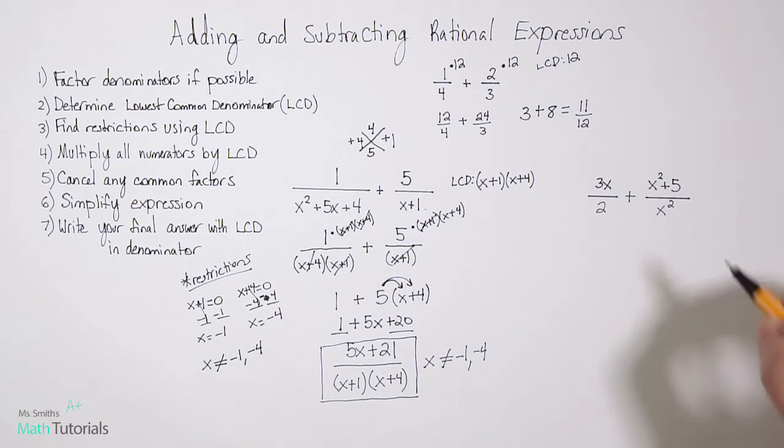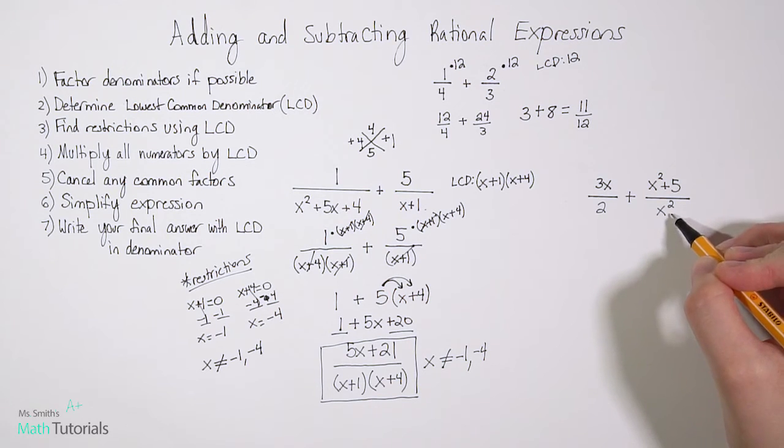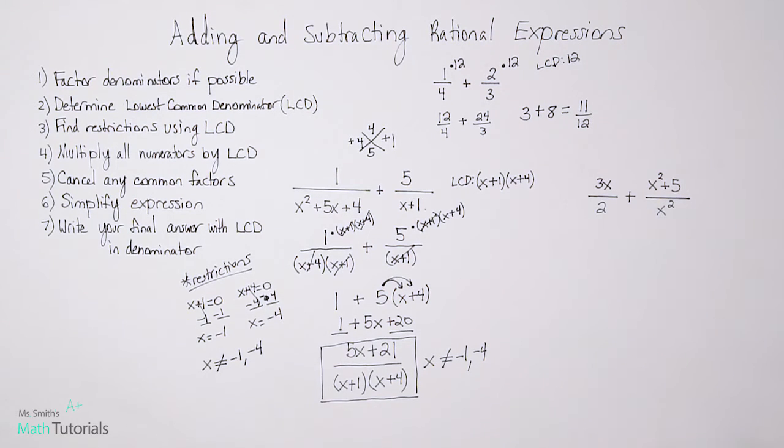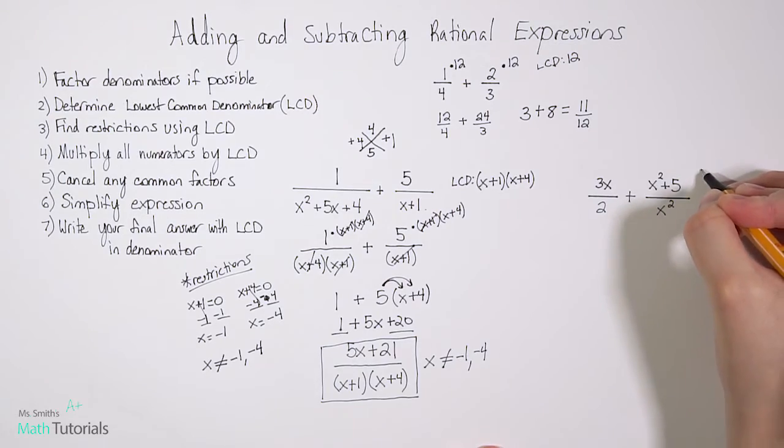So when I look at my denominators here and here, I've got a 2 and then I've got an x squared. Neither of those can be factored anymore. They're already in their most simplified form. So in this case, we get to skip number 1. Step 2 says determine the LCD. So let's go ahead and write LCD and let's figure out what it is.